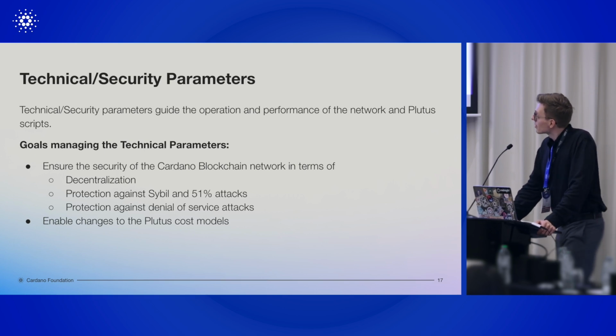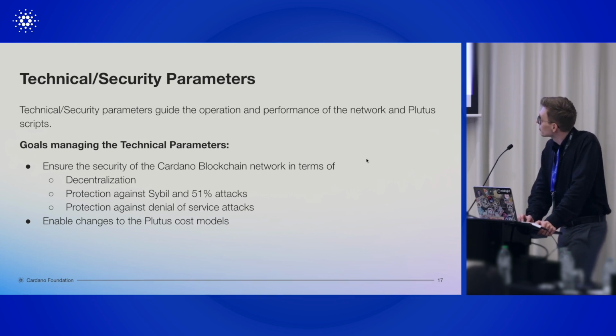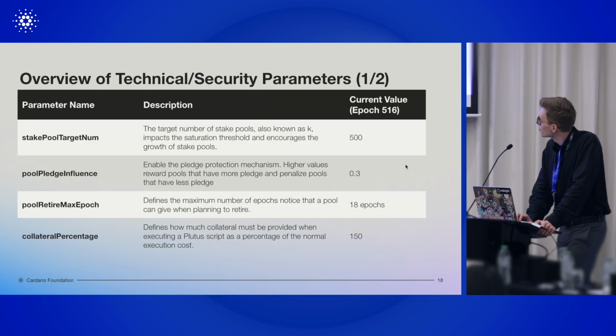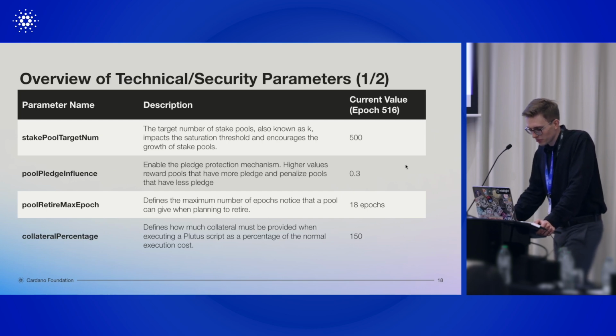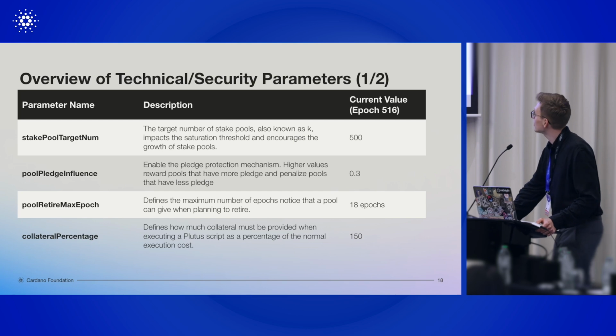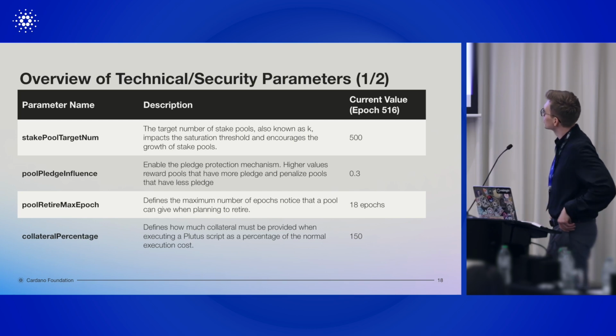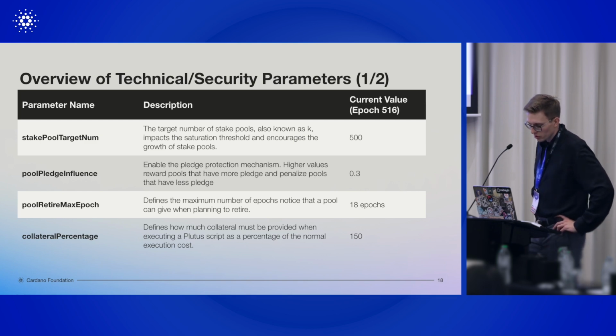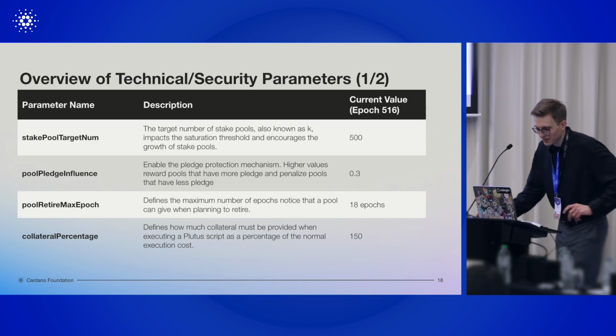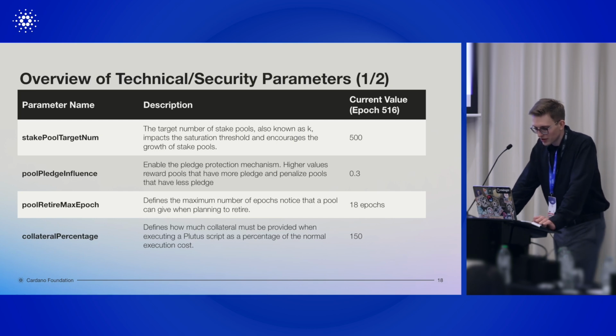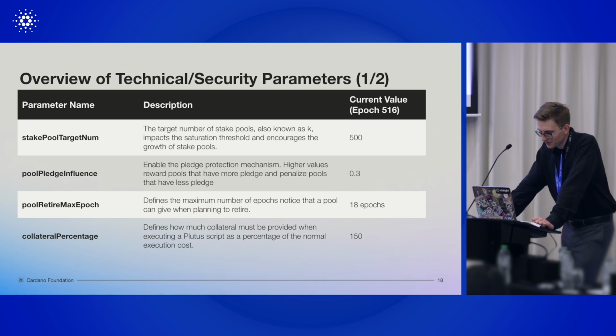Yeah, so now we're going to talk about a very controversial parameter, which is the stake pool target num, or K parameter. I think that's probably how you know that parameter. And this one, the definition of it, defines the target number of stake pools, also known as K, impacts the saturation threshold and encourages the growth of stake pools.